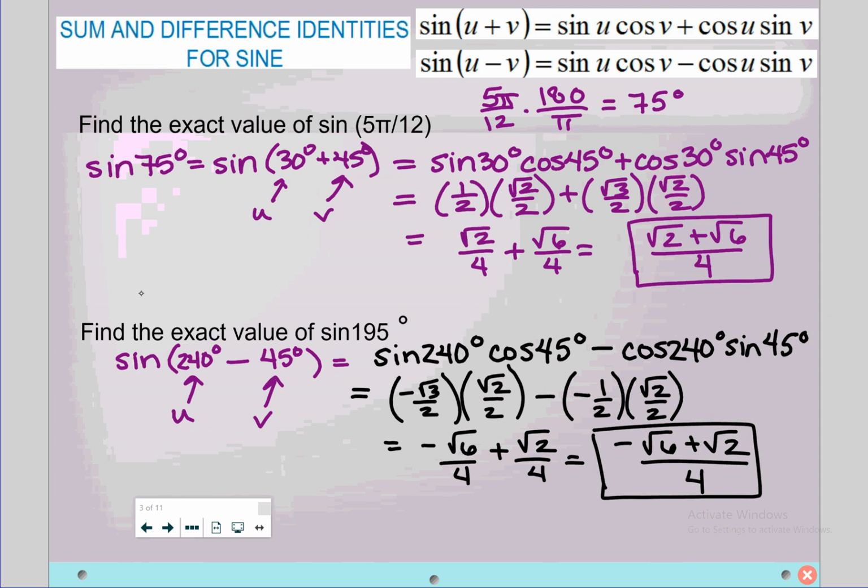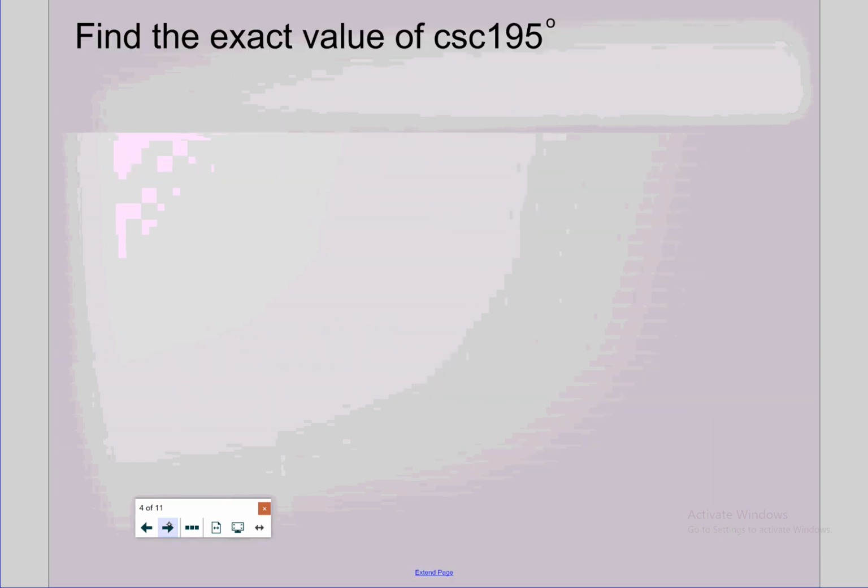Okay. All right, so let's say now I give you cosecant of 195. All right, look at your identity sheet. Are there identities with the U's and V's for the reciprocals, secant, cosecant, cotangent? Nope. So we use, in combination with these guys, the reciprocal identity we already know. Cosecant is the reciprocal of which function? Sine. Okay, so this is the same as 1 over the sine of 195.